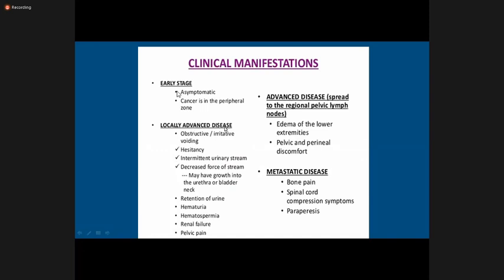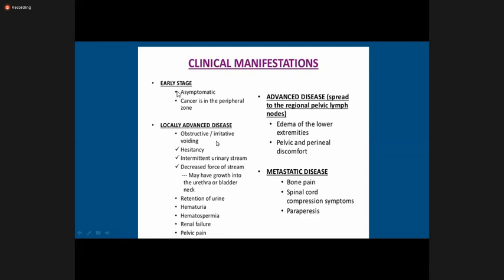So in locally advanced disease: obstructive and irritative voiding symptoms, hesitancy, intermittent urinary stream, decreased force of the urine, there may be growth in the urethra or bladder neck, retention of urine, hematospermia, renal failure, and pelvic pain.